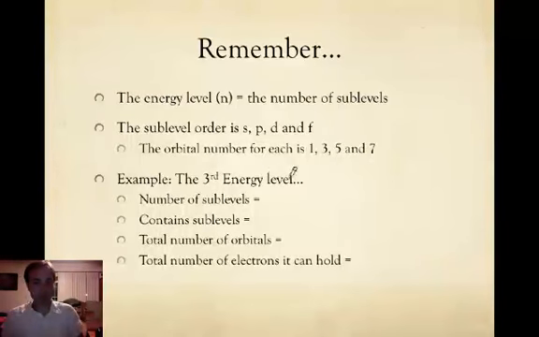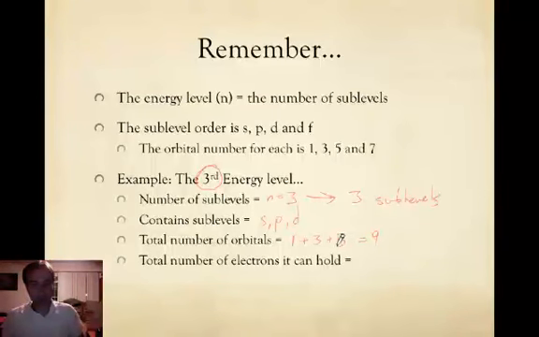So for example, the third energy level, how many sublevels does it have? Well, it's the third energy level, which means n equals 3, so it has 3 sublevels. Okay, what sublevels does it have? Well, the first sublevel is always S, the second one is always P, and the third one is always D. It only has 3 sublevels, so we just go S, P, D. How many total orbitals? Well, the S has 1 orbital, the P has 3 orbitals, and the D has 5 orbitals. So 1 plus 3 gives us 4, plus 5 will give us 9 total orbitals.